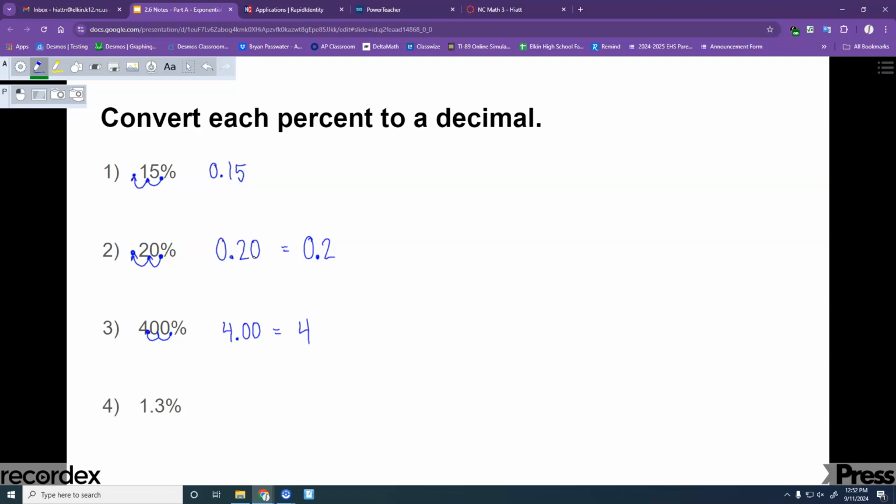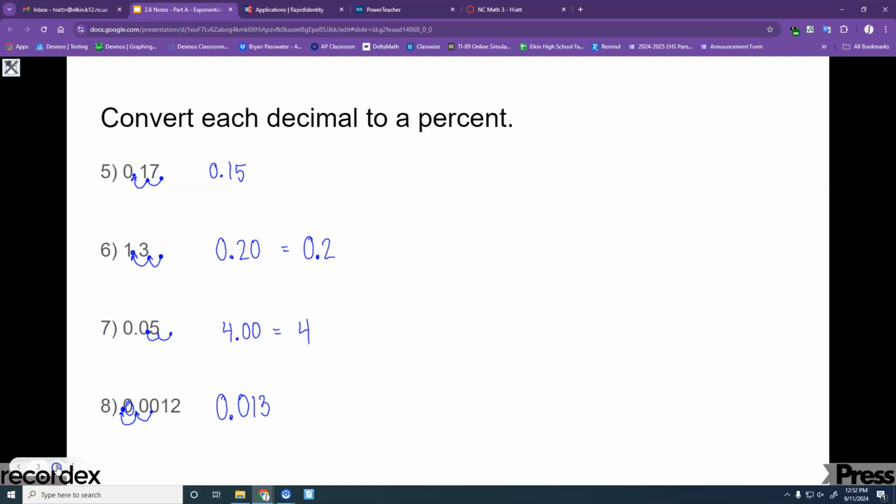And if we do this last one, we need to move this decimal 2 places to the left. When we do that for this problem, we've got a blank space where we don't have anything. If you have any of these, you need to fill them in with a 0. So what we would get here is 0.013 for that. So we're going to need to change percents to decimals for this.